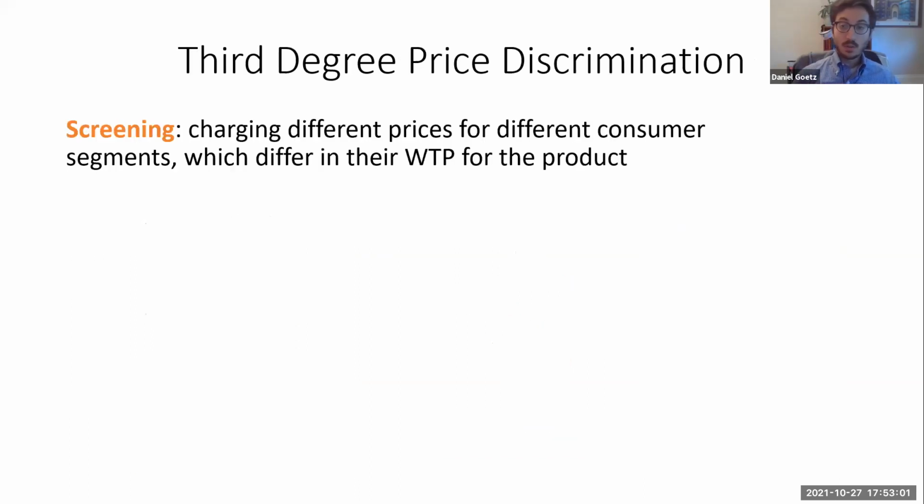Last example is third degree price discrimination. This is also called screening, meaning we charge different prices for different consumer segments who differ in their willingness to pay for the product. So we divide the market into a few groups. We don't say everyone gets their own price. We say these observable segments each get their own price, observable in the sense that the firm can tell who is who at the point of purchase.